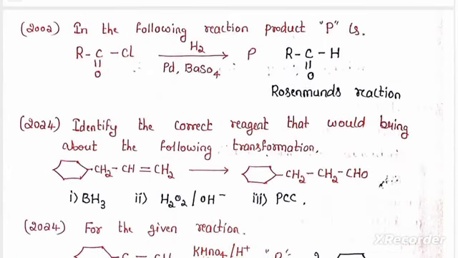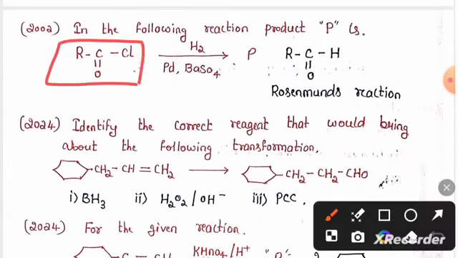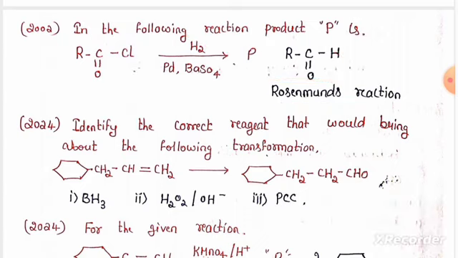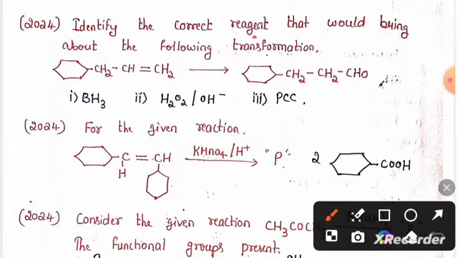In the following reaction, the product P is, here RCOCl is on reacting with hydrogen, palladium and barium sulfate gives product P. The product P is aldehyde, and this reaction is Rosenmund reduction. So this is acetyl chloride or acid chloride on reduction with palladium in the presence of barium sulfate. There is a formation of aldehyde by Rosenmund reduction. Now identify the correct reagent that could bring about following transformation.